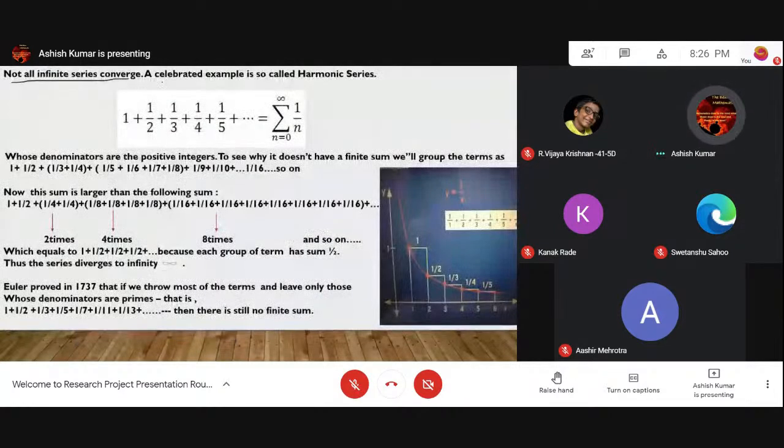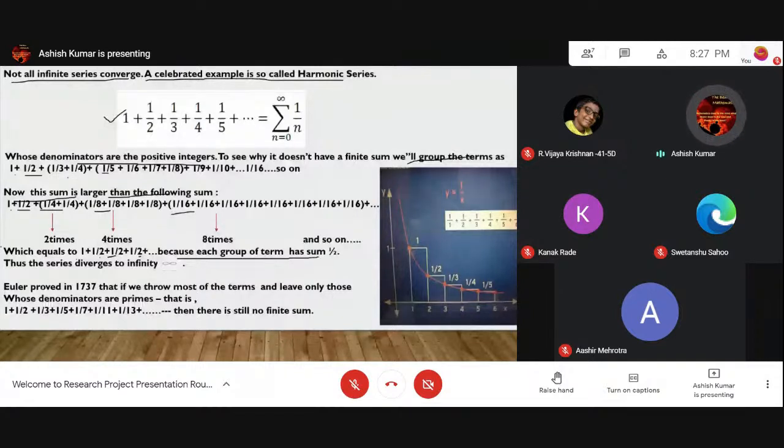A celebrated example is the so-called harmonic series. It is of the form 1 plus 1 by 2 plus 1 by 3 plus 1 by 4 and so on, whose denominators are positive integers. To see why it doesn't have a finite sum, we group the terms as 1, 1 by 2, 1 by 3 plus 1 by 4, 1 by 5 plus 1 by 6 and so on. Now this sum is larger than the following sum: 1 plus half plus 2 times 1 by 4, 4 times 1 by 8, 8 times 1 by 16 and so on, which equals 1 plus half plus half plus half, because each group has the sum half. Thus the series diverges to infinity.